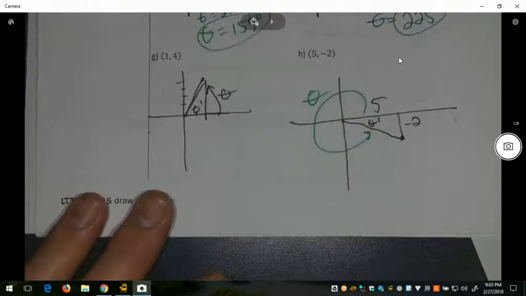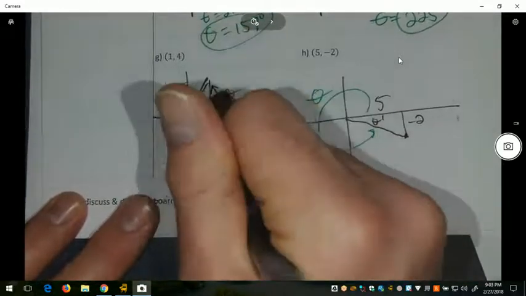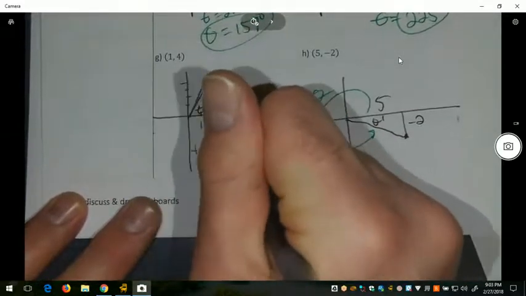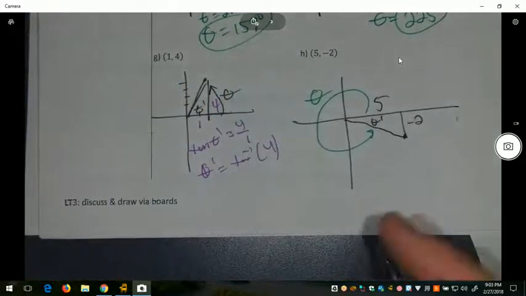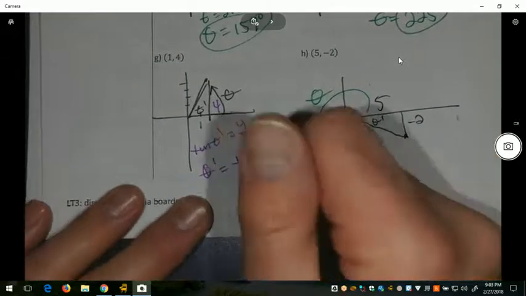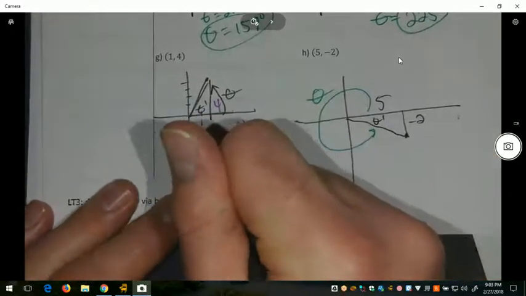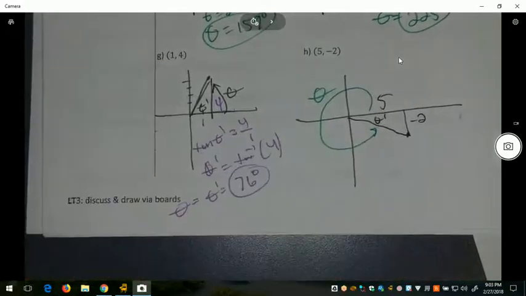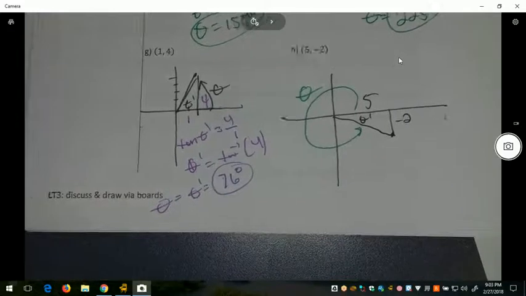For letter G, we have right 1 and up 4. So the tangent of theta prime is 4 over 1. So theta prime is tangent inverse of 4. Tangent inverse of 4 is 75.9, so 76 degrees. And theta prime is theta in quadrant 1, so that angle is 76 degrees.